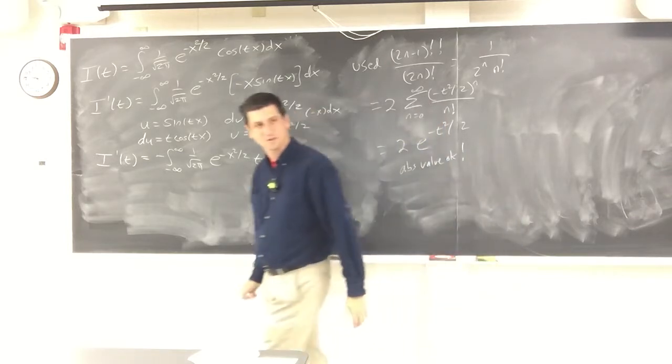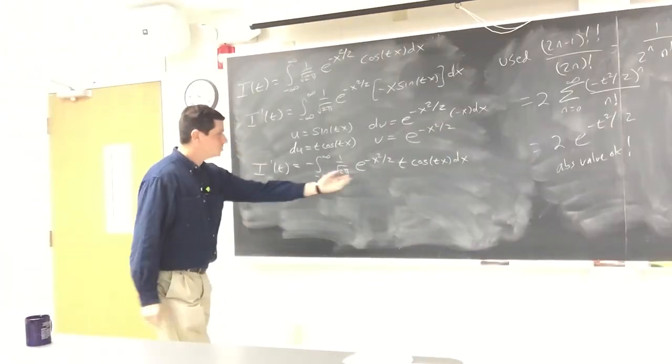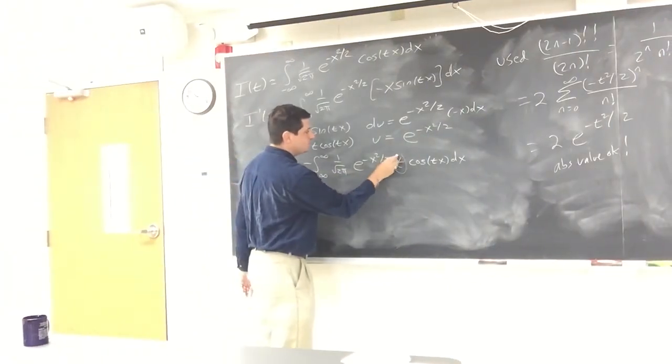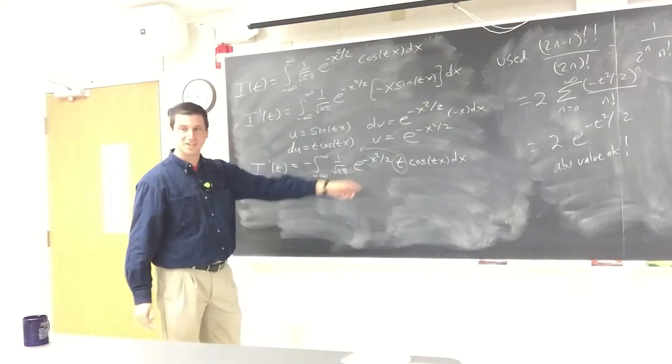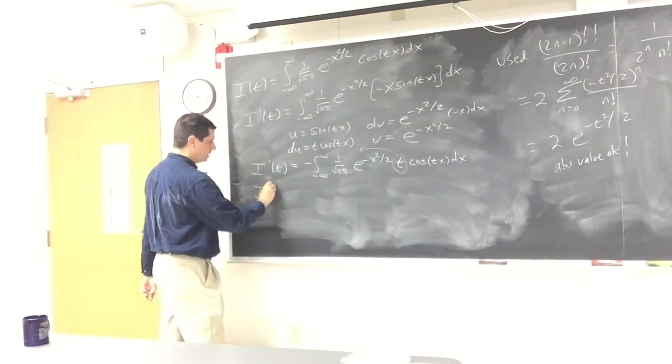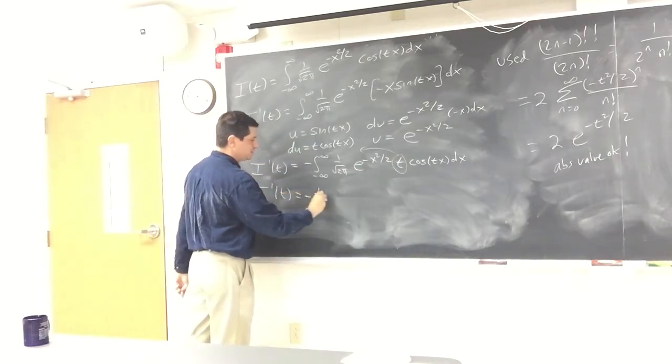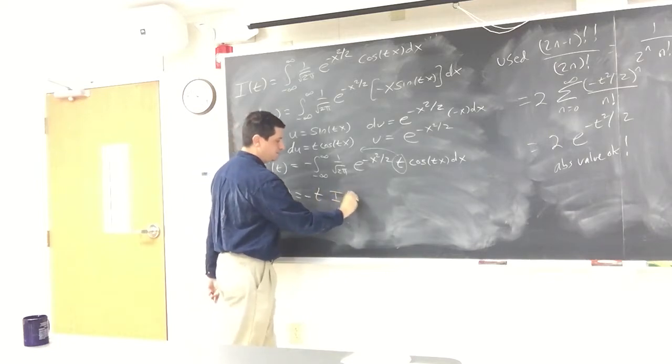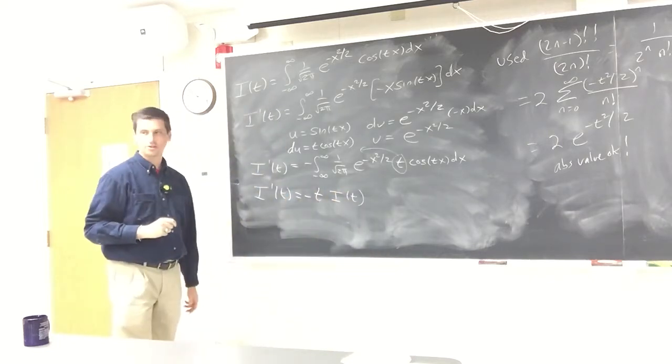By the integral, multiplied by what? By t. I just pull out the t. I'm integrating with respect to x. Pull out the t, and then I just get I of t. So I get I prime of t is minus t times I of t. I just have to solve this differential equation.